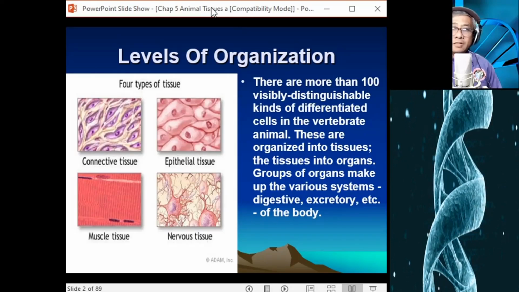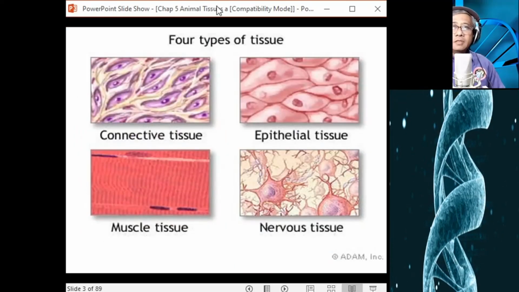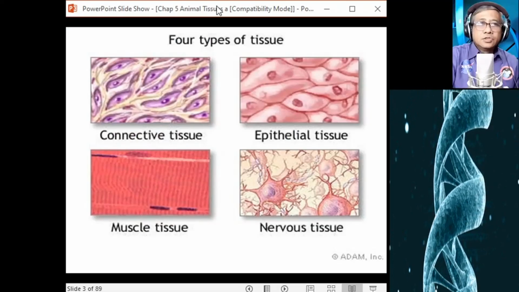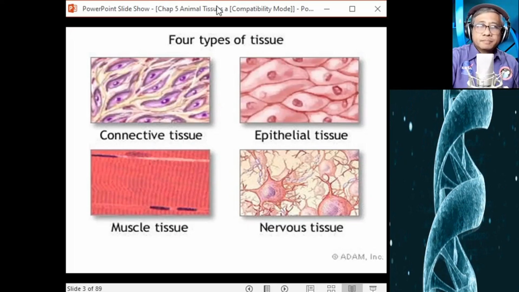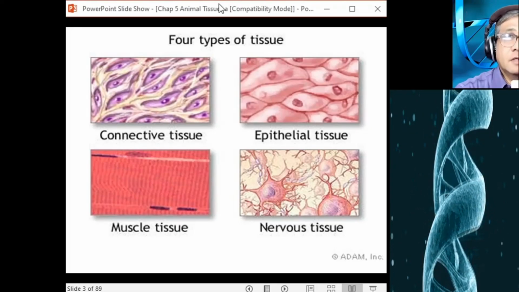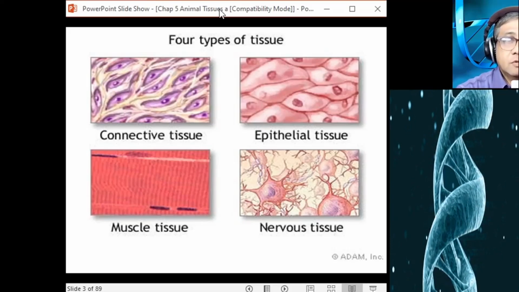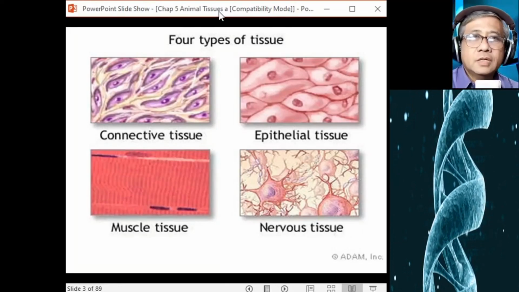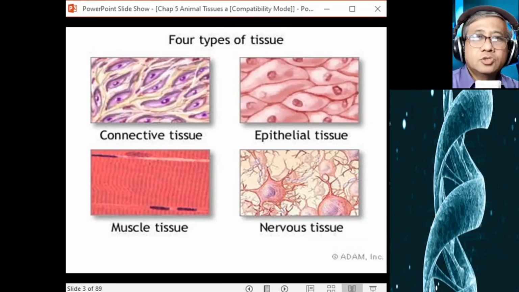Okay, so alam na natin tong levels of organization. Alright, so our body is composed of four different types of tissues. So we have epithelial tissue, connective, nervous, and muscle tissue. So we have four different types of tissues in our body. Again, we have epithelial, connective, muscle, and nervous tissue or nerve tissue. Alright, so we will now go into the details of these four types of tissue.